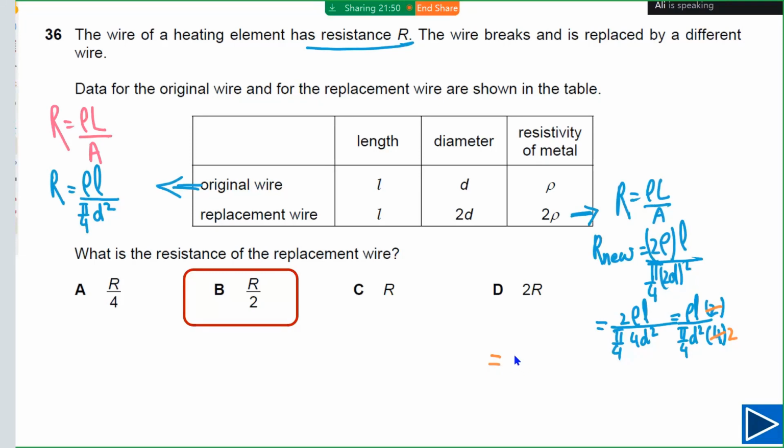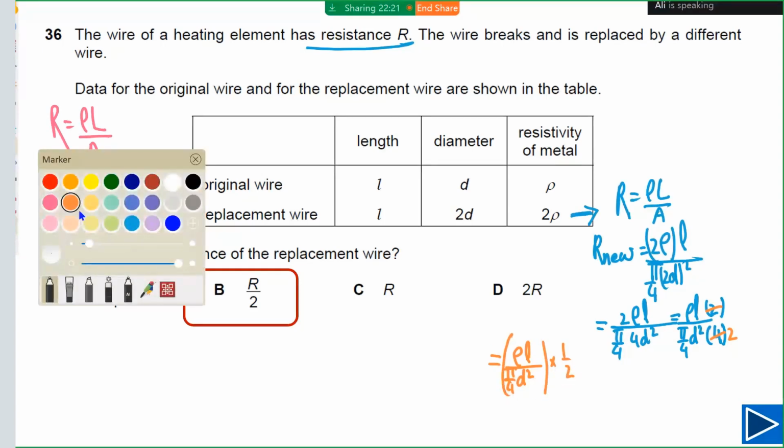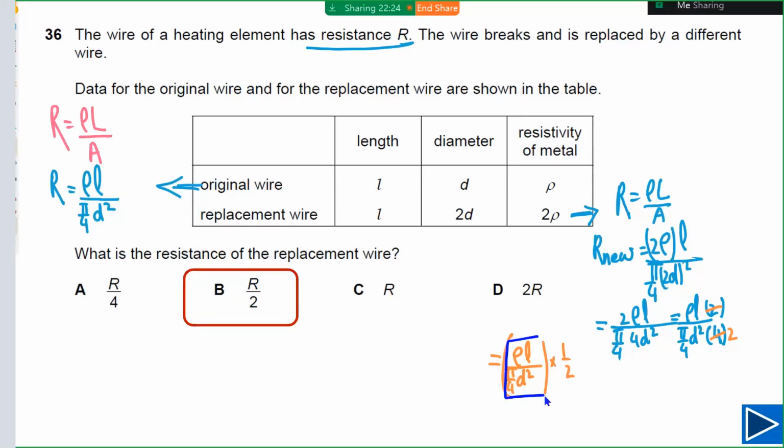Now if I rewrite this one, I will get rho times L over pi by 4. So let me clean this one. So we have here pi by 4. So this one is pi by 4 d square, and you can see we have 1 by 2 here. We have 1 by 2. So this one is here and it is multiplied by 1 by 2. Now if you look at this quantity, you can compare with this value. These two are the same. It means you can replace this one with R. So this is R by 2. So it means the new resistance is half of original resistance.